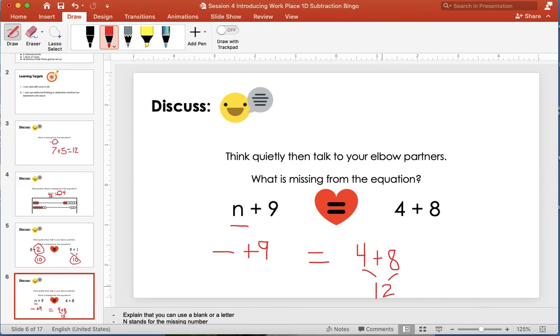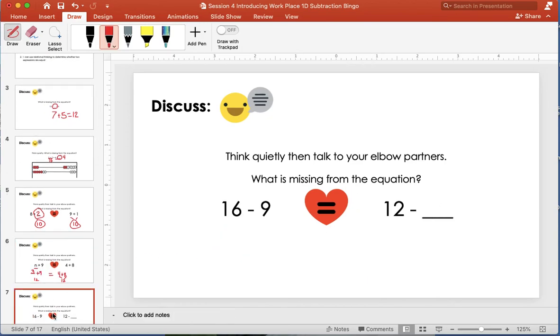So now I want to know what number plus 9 is going to equal 12 so that these two equations are equal. So what plus 9 would equal 12? And that answer is going to be 3. 3 plus 9 equals 12. And so does 4 plus 8. So these two equations are equal to each other.